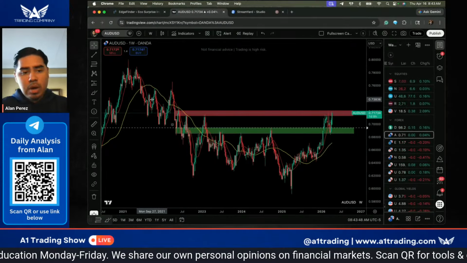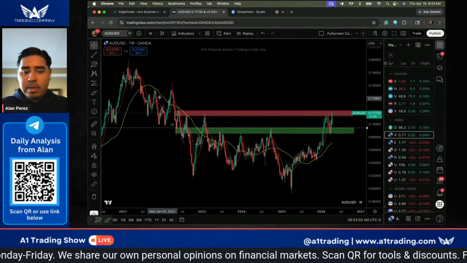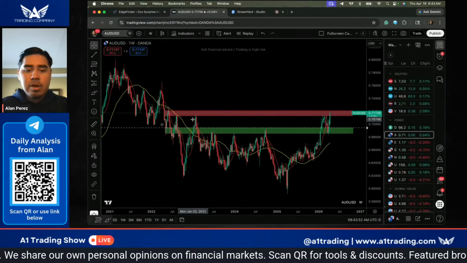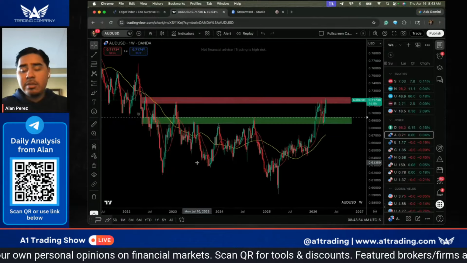0.7400 would be good as well, I would say. But yeah, I think this is a very strong market. And if you get that breakout, I would really like to buy the Aussie dollar, right?